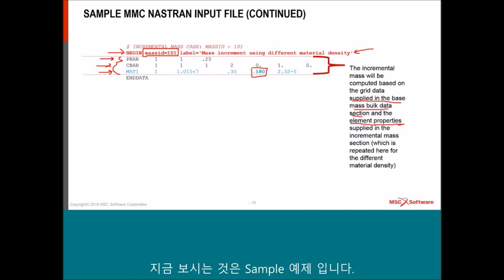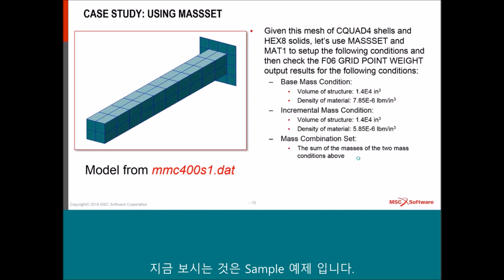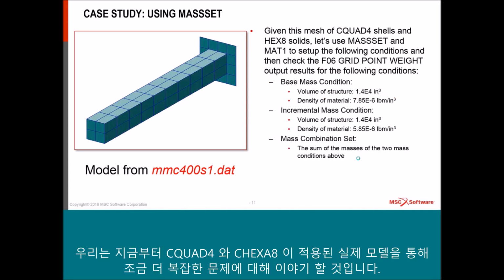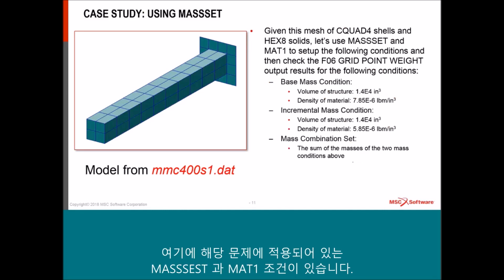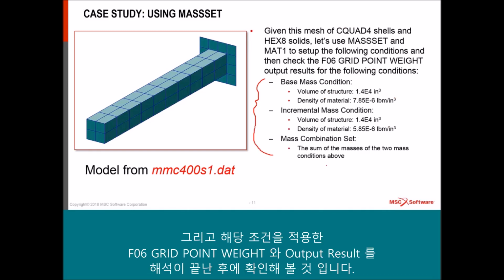So that's a simple example. Now we're going to talk about a slightly more complicated example with CQUAD and HEX8 solids. What we're going to do here is use MASSSET and MAT1 to set up the following conditions, and then check the F06 grid point weight output results for what we've just done.